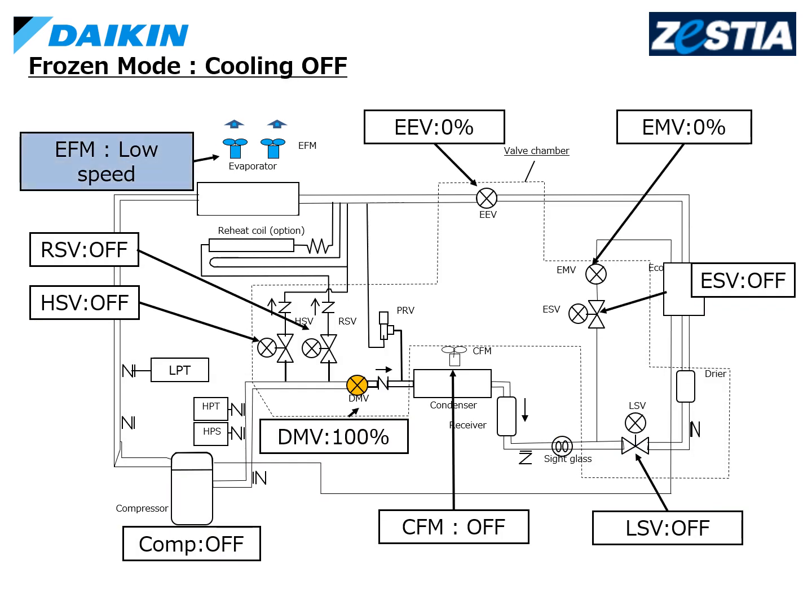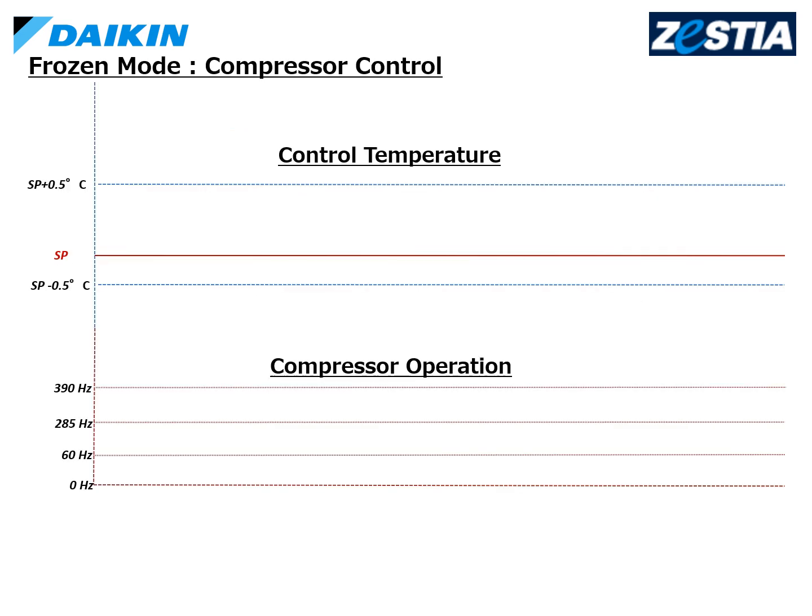In the cooling off mode, all actuators other than the evaporator fan will stop. This section describes the compressor control in the frozen mode. The compressor rotates at high speed during cooldown. When the RS reaches the set temperature, the compressor slows down to maintain temperature.